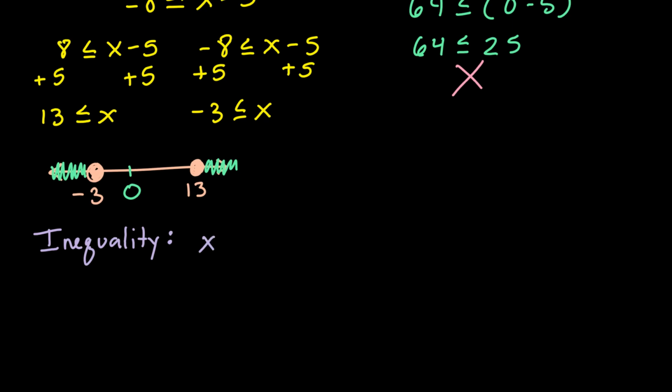So x is where on the left? To the left, less than or greater than? Less than. Which number? -3. X is less than or equal to -3, or x is what? Greater than or equal to 13.